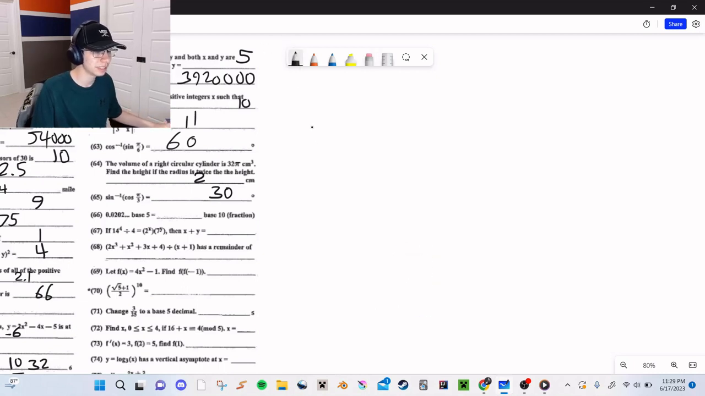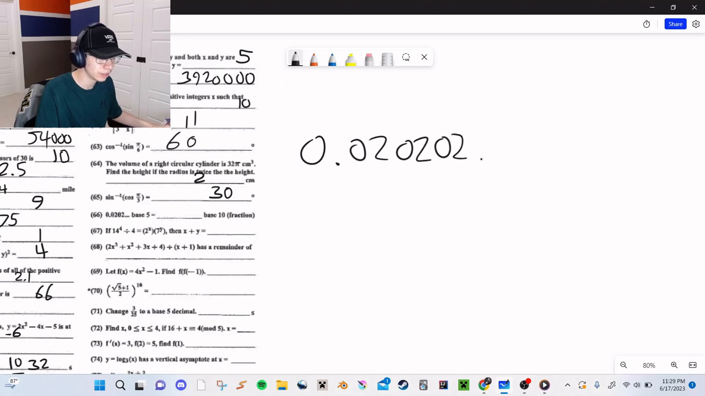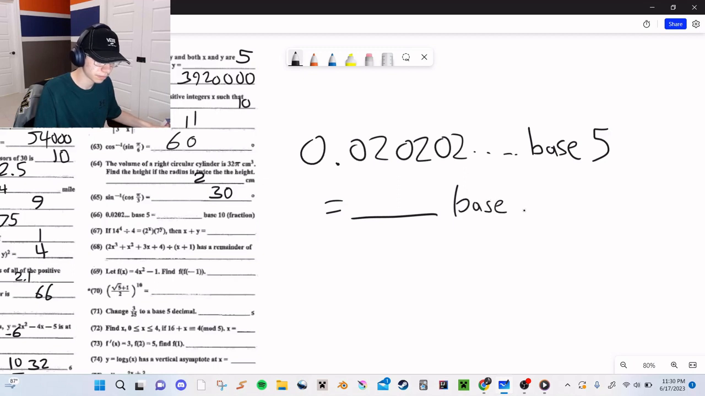Okay, number 66. So I have this infinitely repeating decimal, 0.020202 forever, in base 5. I've got an infinitely repeating number in base 5, and I want to change it to some number in base 10, as a fraction. So I'll note that right here. Fraction.